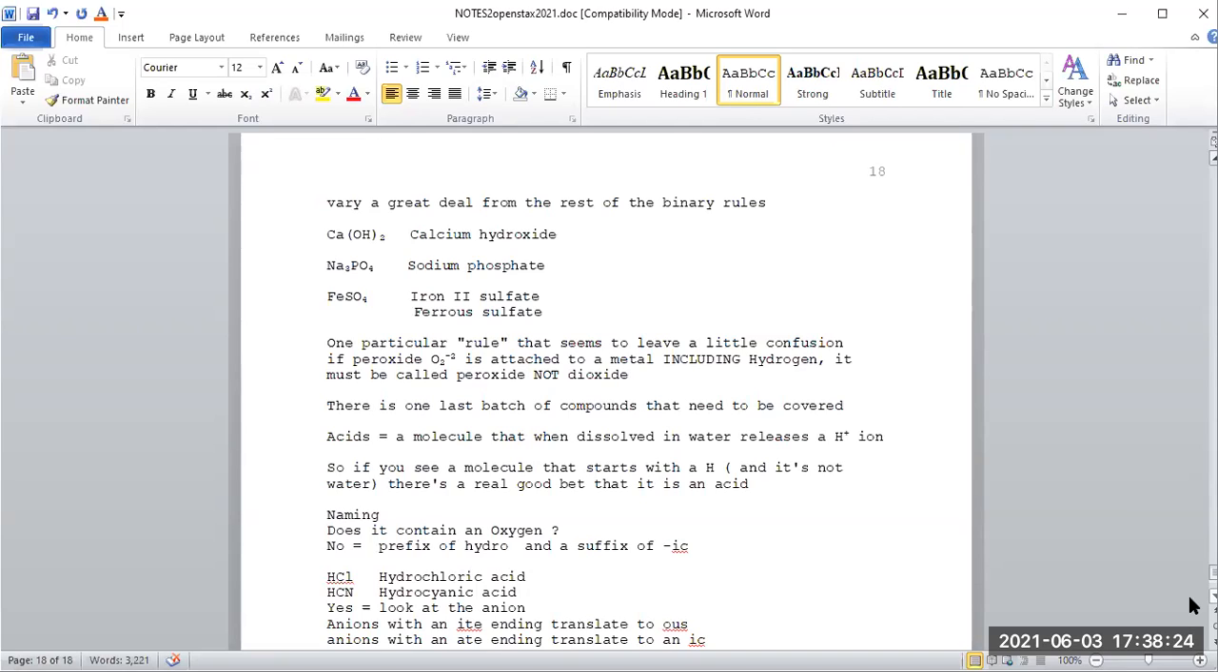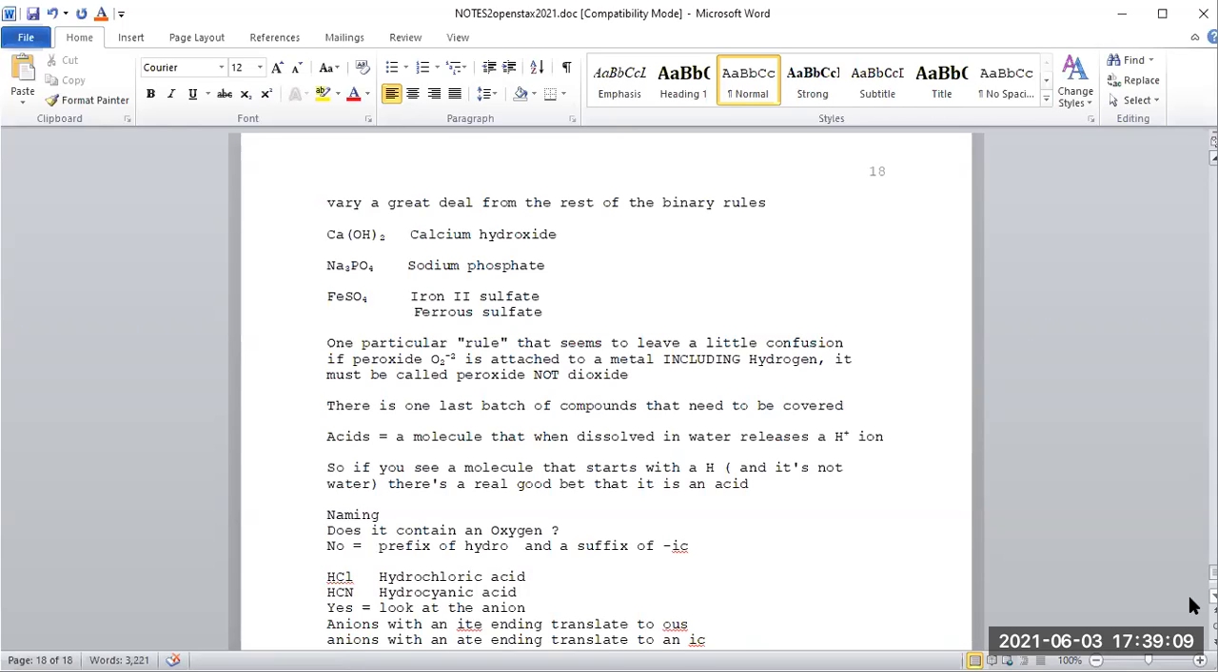Na3PO4. Sodium phosphate, because PO4 is known as phosphate. FeSO4. Okay, we've got to figure out which version of iron we're talking about here. When you look up SO4 and note that it has a -2 charge, then you can interpret that since I have a single atom of iron, I have iron 2 sulfate. If I go back to the older system, this is ferrous sulfate.